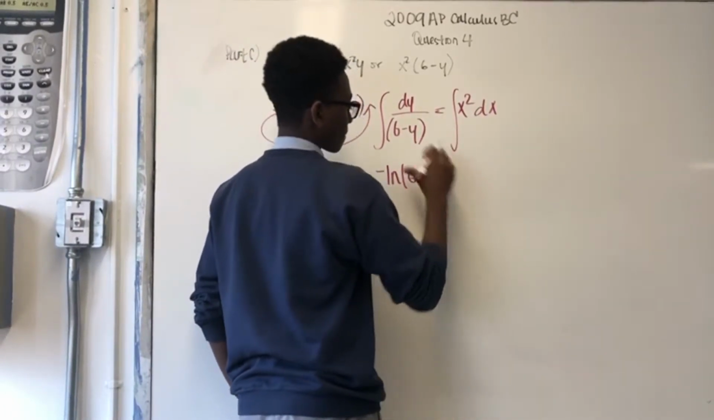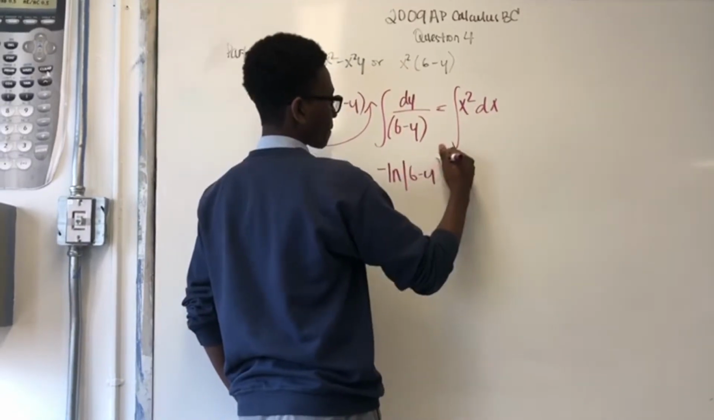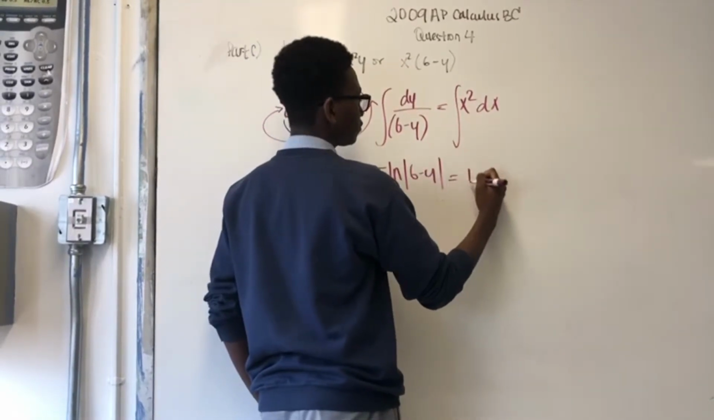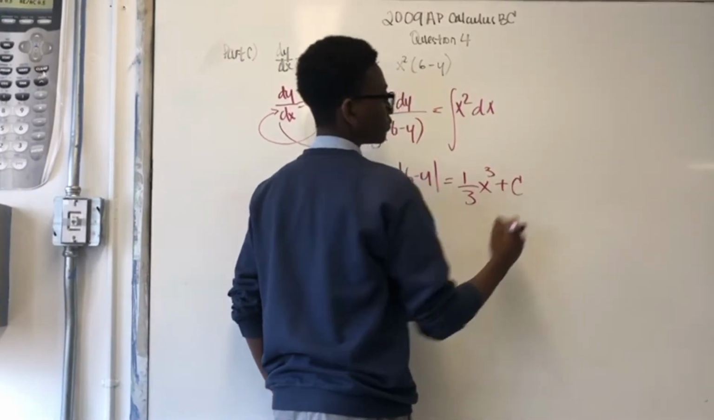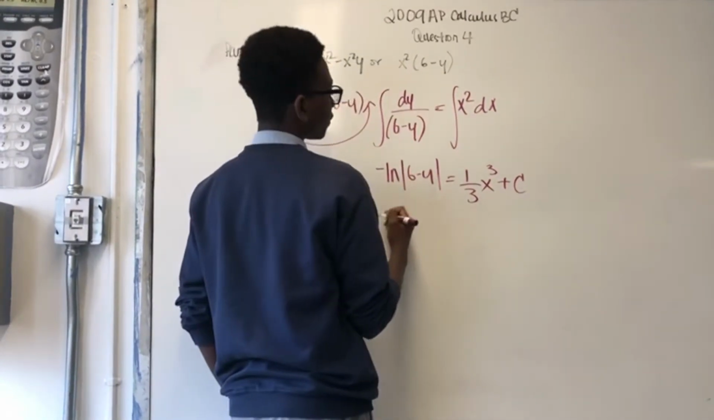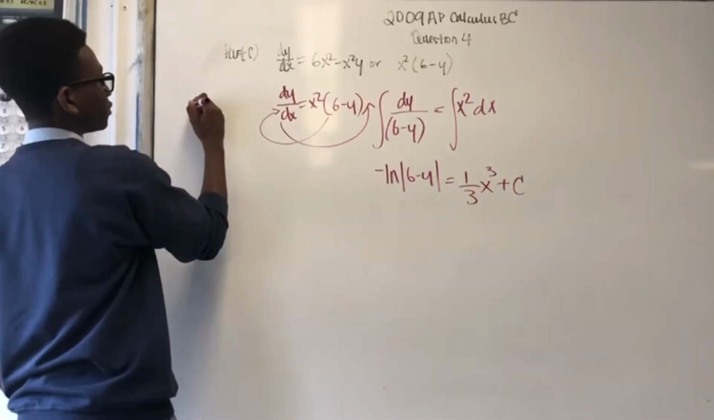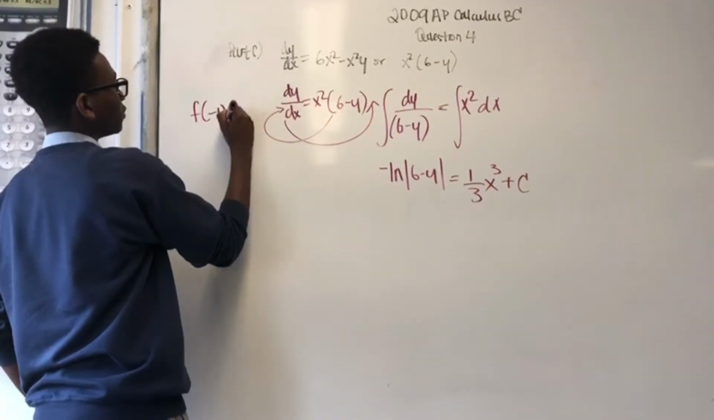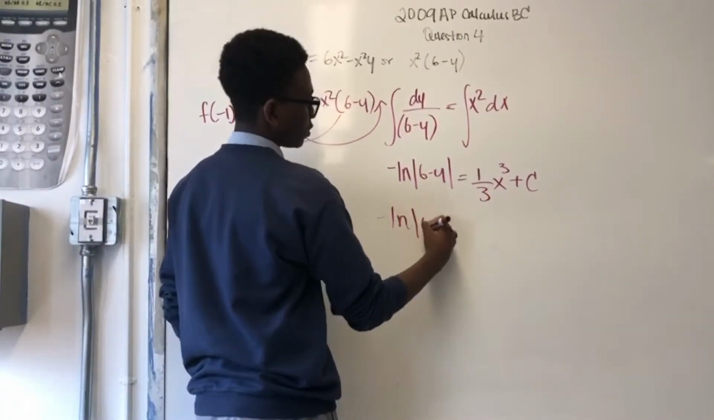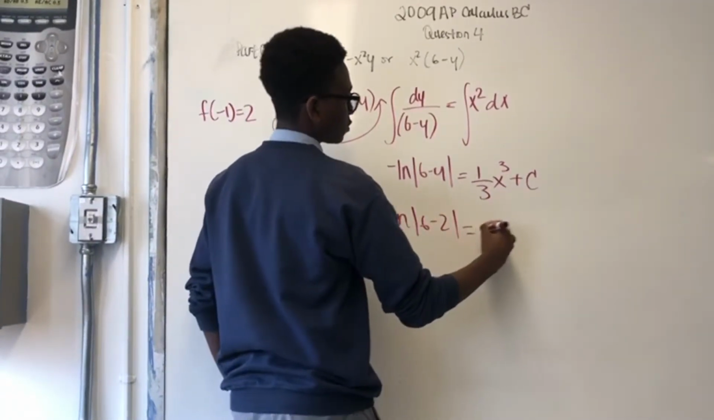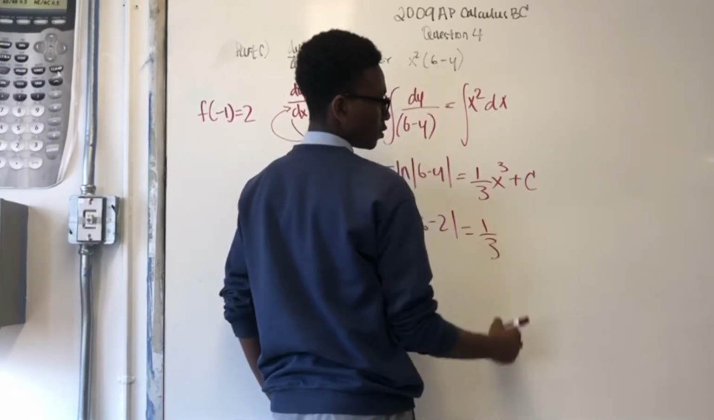Once you have this, we can now integrate and find the antiderivatives. Once we integrate, we get negative ln of 6 minus y is equal to 1/3 x cubed plus c. The reason we only have c on one side is because c is a constant that keeps changing, so you only need it on one side.